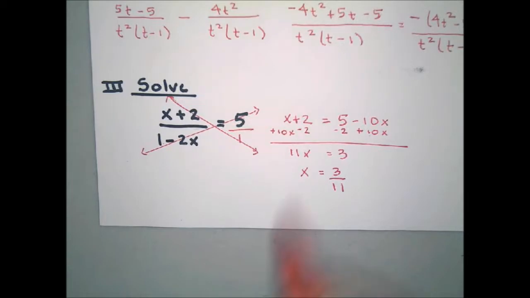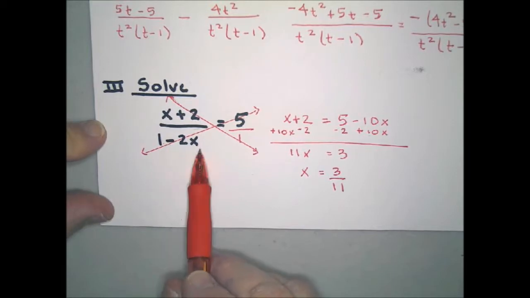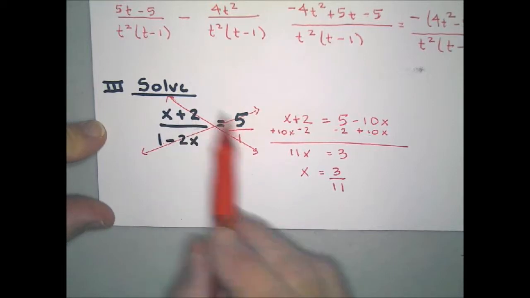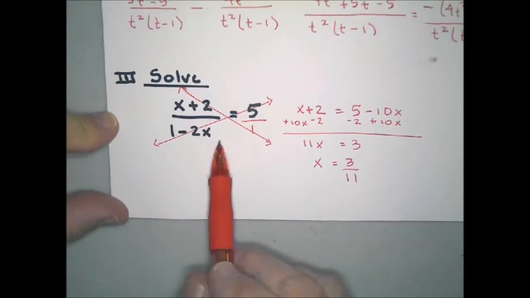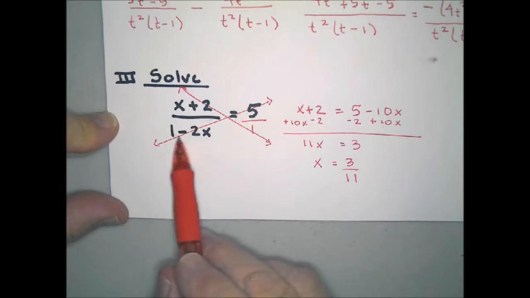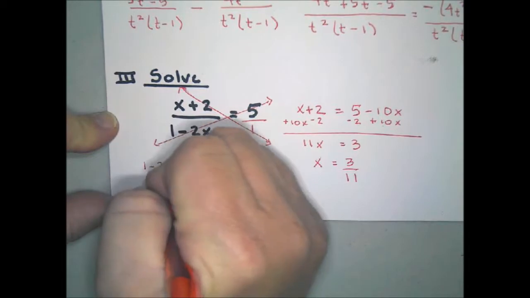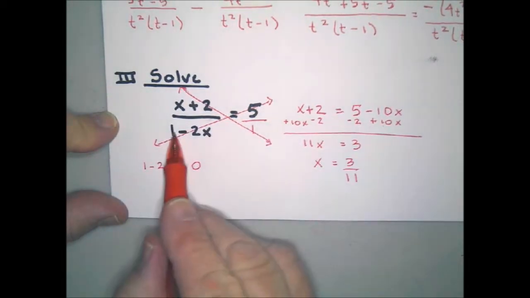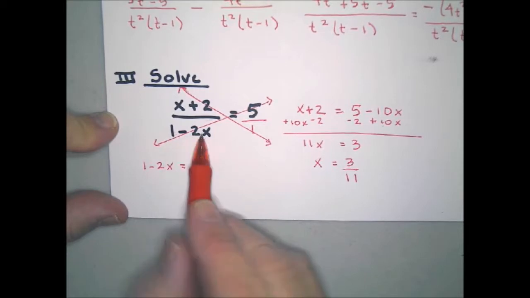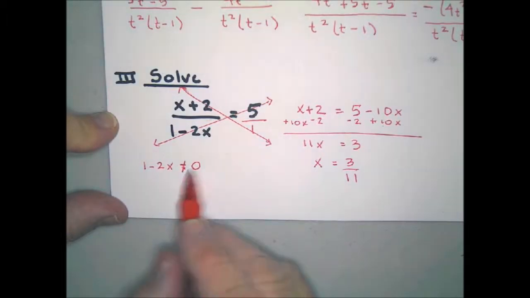Now we probably should start talking about restricted values. Remember, you can never have a 0 on the denominator of a fraction. So at the very beginning, before we did anything in this problem, we could have found out what our restricted or extraneous solutions are. Well, let's take this 1 minus 2x and set it equal to 0, because we know we cannot get 0 down here. So 1 minus 2x cannot equal 0.